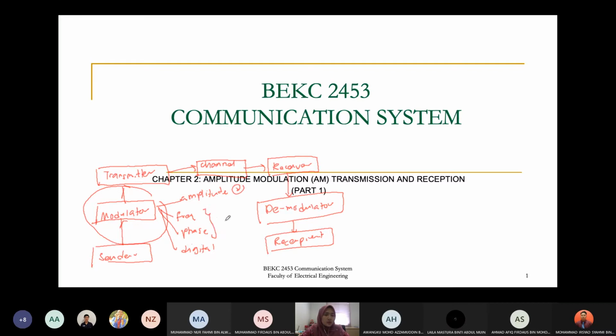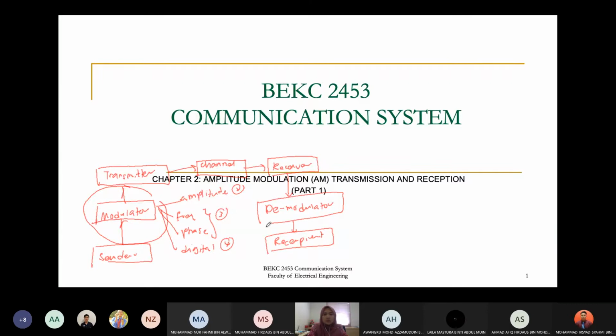In chapter 2, we will concentrate on amplitude modulation. Frequency modulation and phase modulation will be covered in chapter 3, and digital modulation will be covered in chapter 4. So in chapter 2, we will learn about amplitude modulation, how it works in detail, and the process of transmission and reception.